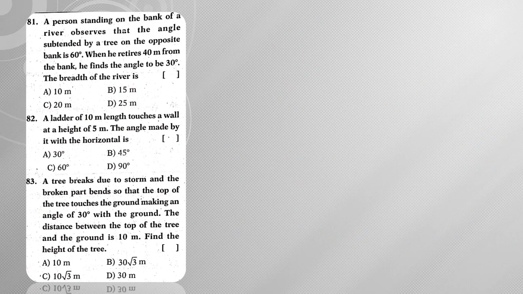Next, a person standing on the bank of a river observes the angle subtended by a tree on the opposite bank is 60 degrees. When he retires 40 meters from the bank, he finds the angle of elevation is 30 degrees. Then find the breadth of the river. Suppose this is the tree. This is the observer, and let this be the width of the river.